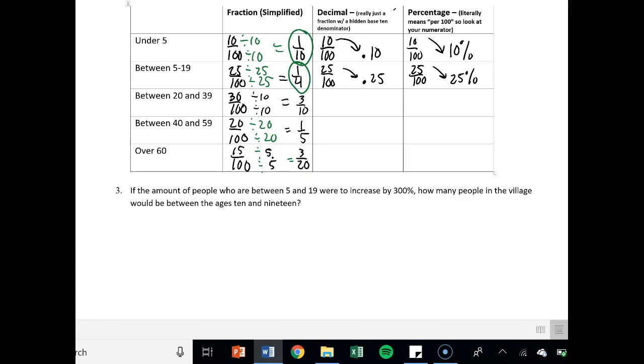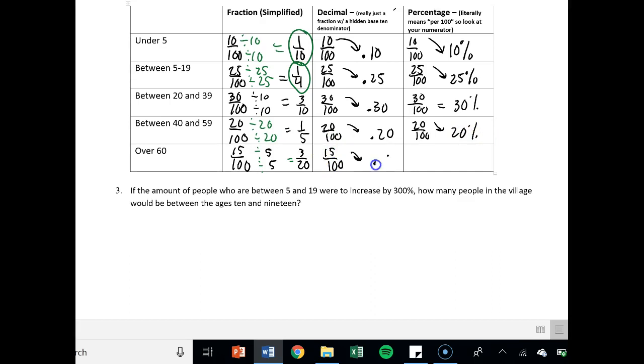Okay. Decimals will be pretty easy. 30 over 100 obviously is 0.30. 30 over 100 is obviously 30%. 20 out of 100 is obviously 0.20. 20 out of 100 is obviously 20%. And 15 out of 100 is obviously 0.15. 15 out of 100 is obviously 15%.